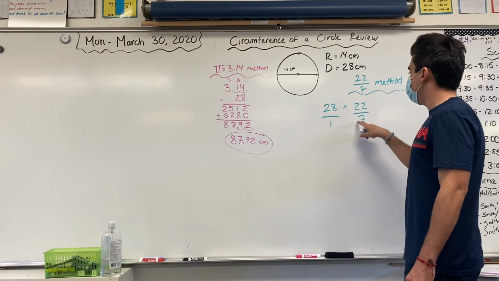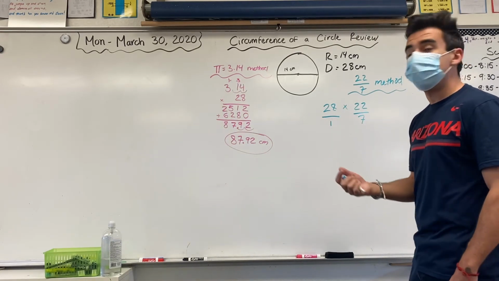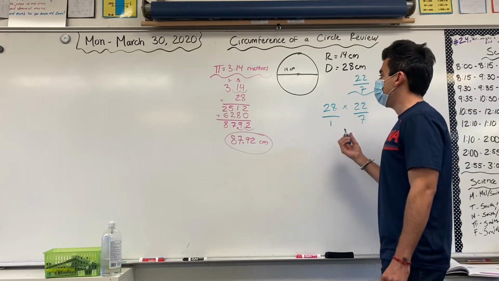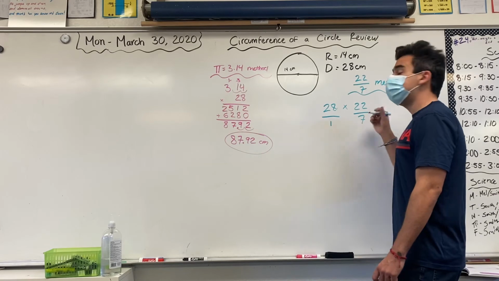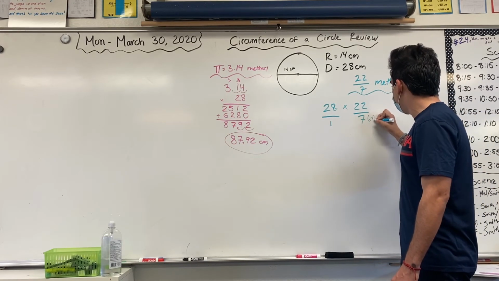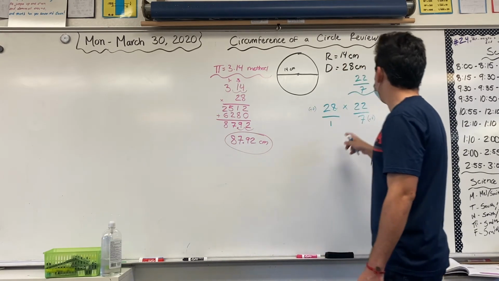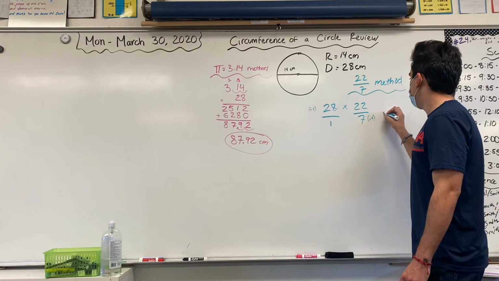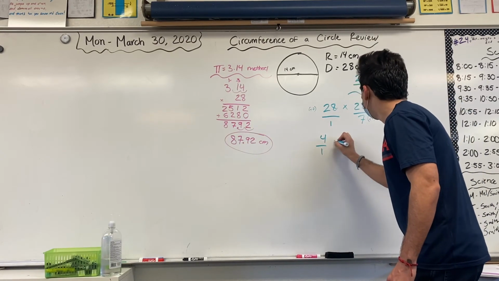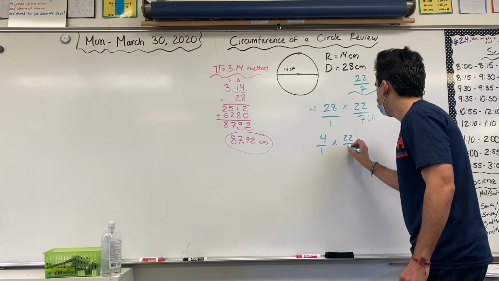So let's look at the 28 and 7. Is there a similar multiple or factor that goes into both of these numbers? What's the greatest common factor? It is 7. Very good job. So I'm going to divide both by 7. Now, sometimes you won't be able to cross multiply, but in this case, you can. And now I would get 4 over 1 times 22 over 1.